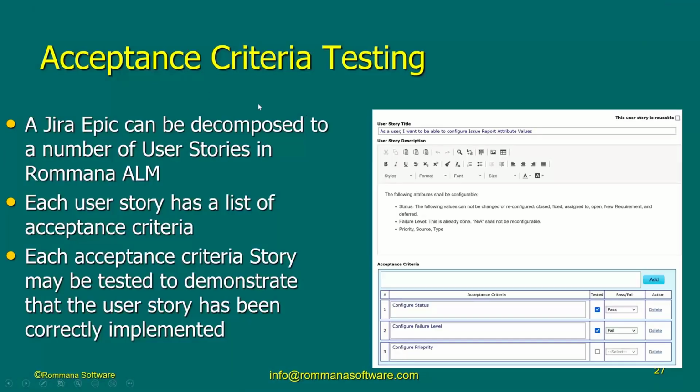The last thing I'm going to show you here is what I call acceptance criteria testing. In Rommana ALM, you can define your acceptance criteria for the user story. Each acceptance criterion can be tested separately because it is a separate line item, as you can see here. It can be tested or not, pass or not. Instead of having a text box that has 15 acceptance criteria, if you decide to use acceptance criteria, Rommana ALM App allows you to test every single acceptance criterion.